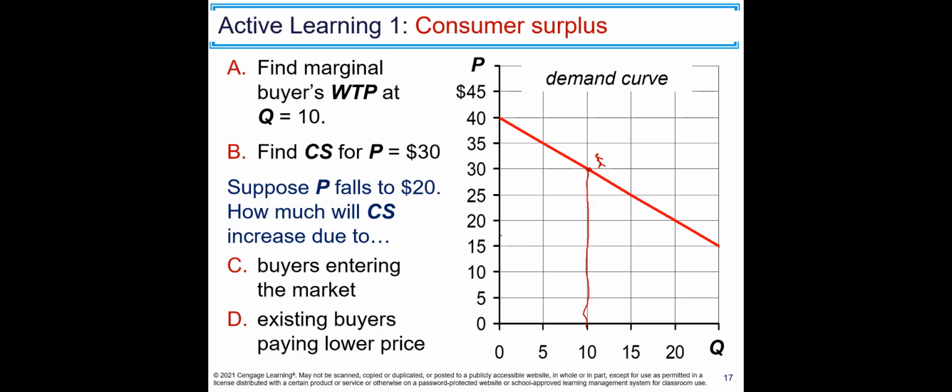And next, we will find the consumer surplus for P equal to 30. If P is equal to 30, then this is the price line.